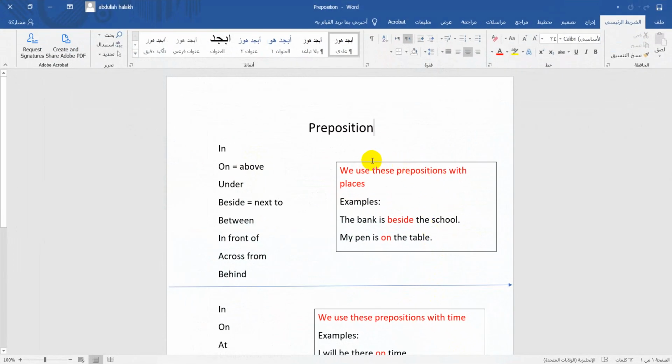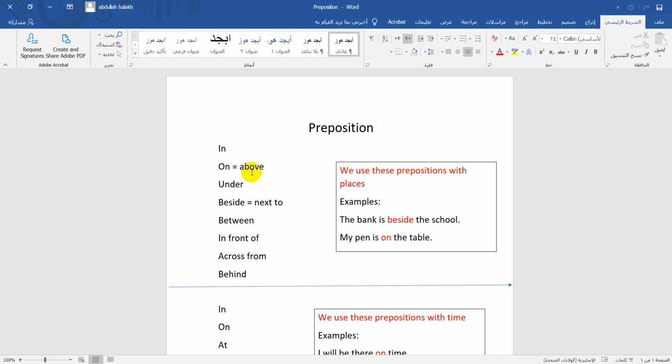Here we have prepositions, حروف الجر. We have in بمعنى في, on, على, above, فوق. الفرق بين on و above أن on تستخدم مع الشيء الملامس. تمام. My right hand is on my left hand. It means أن هنالك touching between them, في لمس. أما لما نقول above, the roof is above us, أن السقف فوقنا. Okay. Under بمعنى أسفل, beside بجانب, تساوي next to, the same meaning.